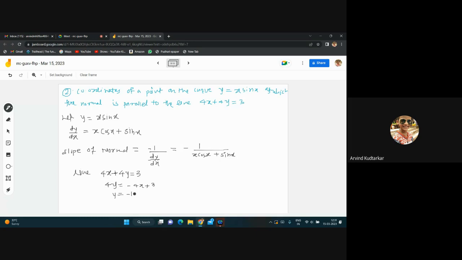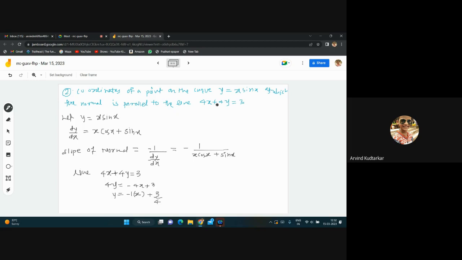The normal is parallel to the line 4x plus 4y equals 3. So we already know the slope of the normal. The slope of the normal is minus 1 upon x cos x plus sin x. The slope of y equals minus x plus 3 by 4 was the slope of the tangent. And the slope of the normal? Its product with the tangent slope is minus 1.